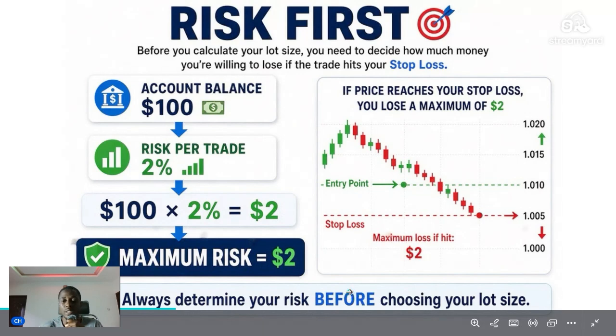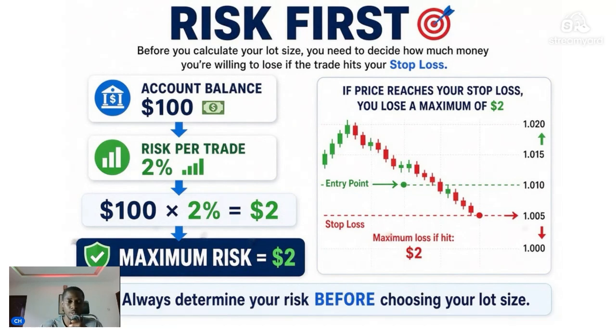So always determine your risk before choosing your lot size. Your lot size and the pip movement matter a lot here, so that from the lot size you can determine the pip movement and know how much you are willing to risk per trade. In essence, while you're calculating your profits, you also need to consider how much you are willing to lose if this trade goes against you.